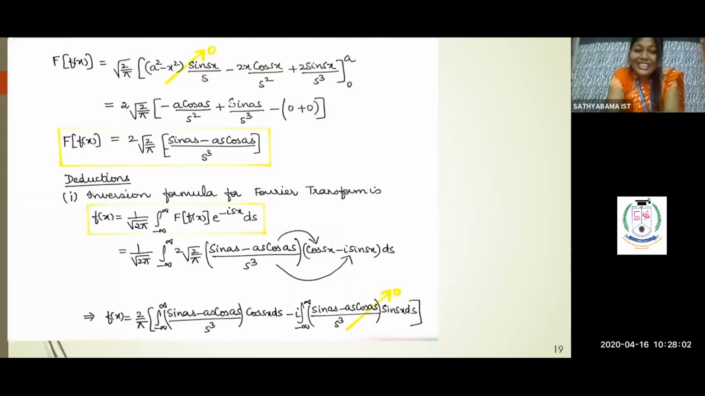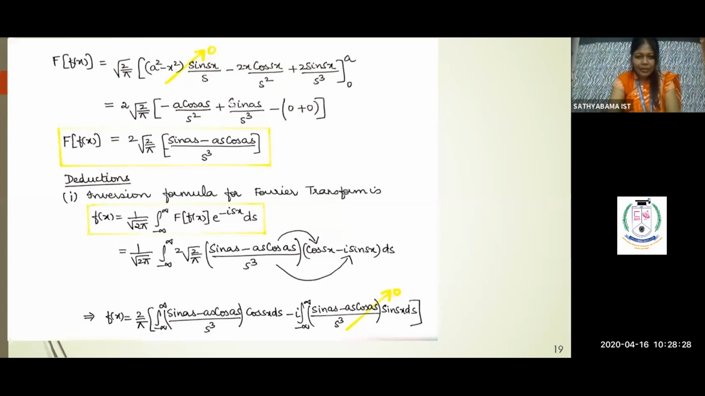So what is Fourier transform of f of x? It is 2 root of 2 by pi into sine sa minus a cos sa divided by s cube. I've simply taken LCM. That is all I've done. Now we have found the Fourier transform of f of x. That is, f of s is found. Now how many deductions do we have? Two deductions. So we have to decide where we have to use inversion formula, where we have to use Parseval's.